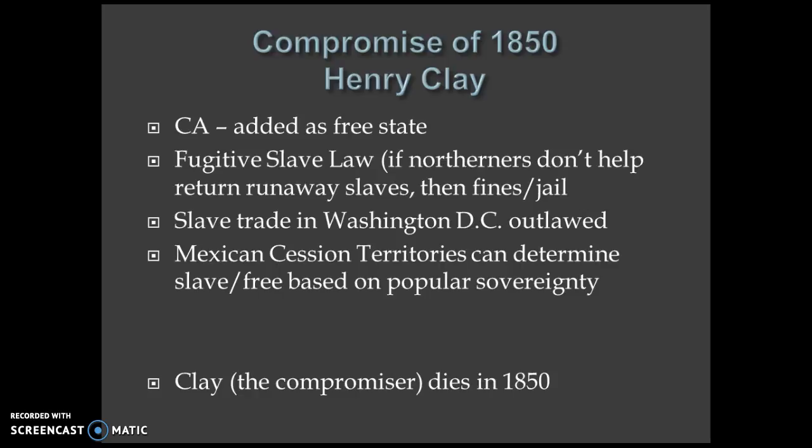So when New Mexico and some of those areas are ready to be added as states, well, the people who live there will be able to vote if they want to be a slave state or a free state. So this is enough to at least get both sides to compromise. Really, it looks like it gave the North more, but both sides do compromise.